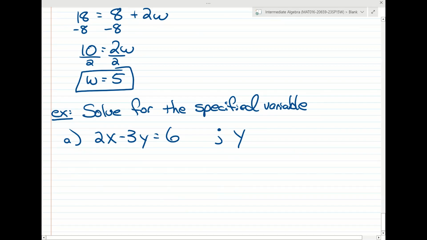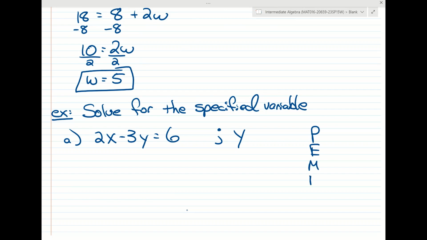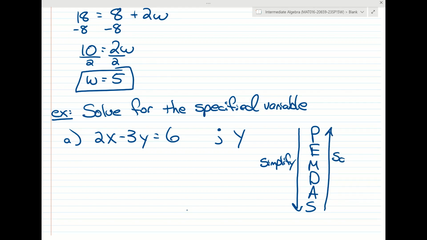We want to get y by itself. Generally, the way that we do these is we work from the outside and work our way in. Another way to think about solving: how many of you have heard of the acronym PEMDAS? Generally, we go this direction when we're simplifying. We go this direction when we're solving.